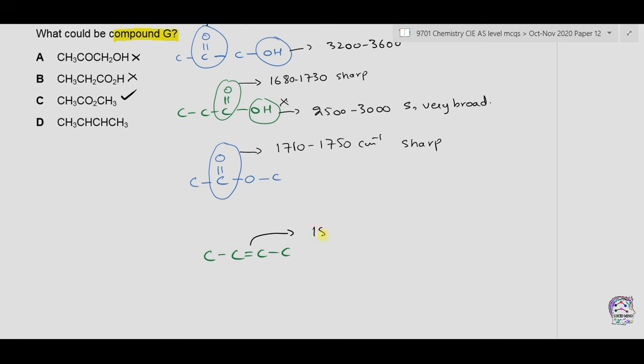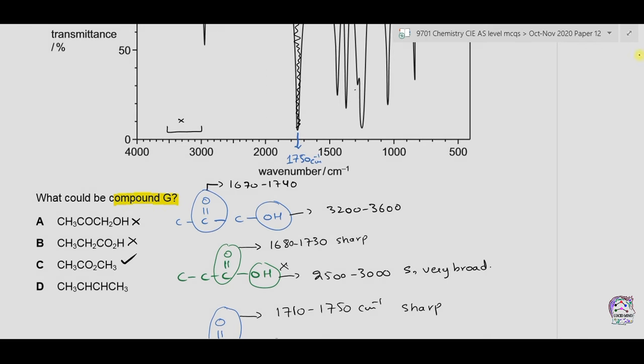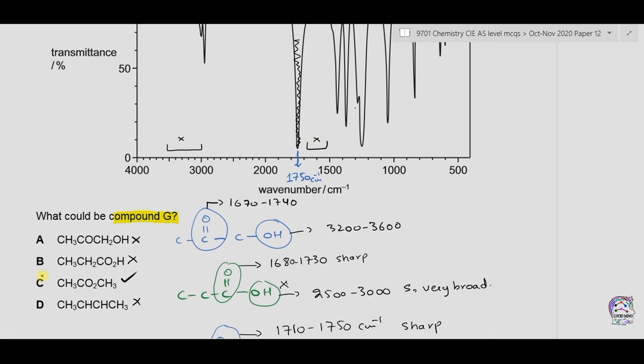and alkene shows a peak between 1500 to 1680 per centimeter, and the peak should be weak. As there is no such peak present, so therefore D is also incorrect. The answer is therefore C.